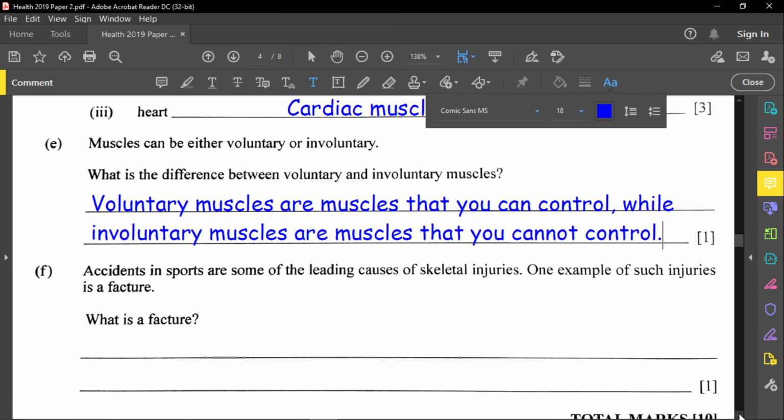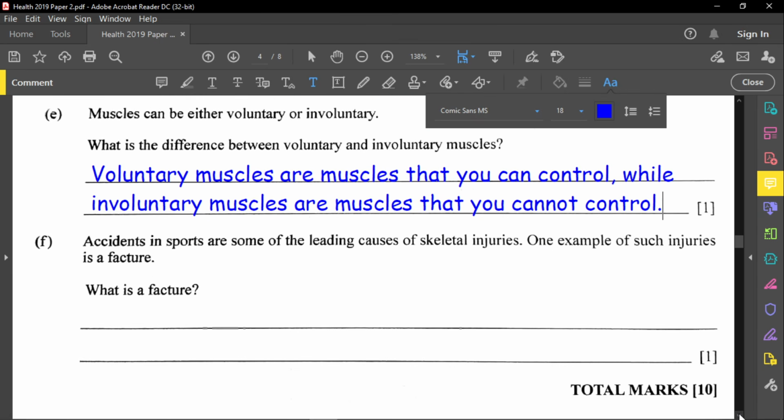All right, so part F of this question said, accidents in sports are some of the leading causes of skeletal injuries. So one example of such injuries is a fracture. What is a fracture? A fracture is simply a break in a bone. Okay, so it's a break in a bone, okay? Once the bone is broken, it is described as a fracture.